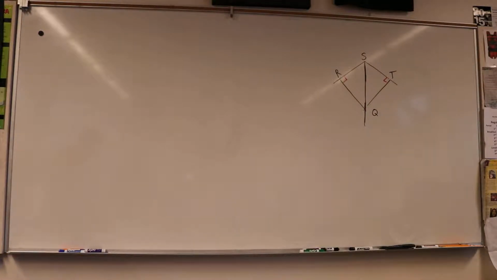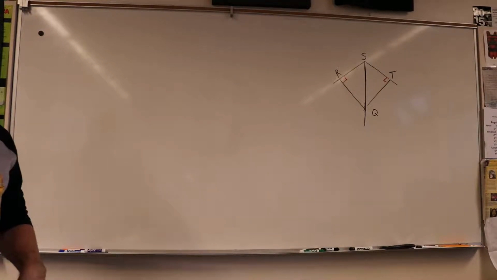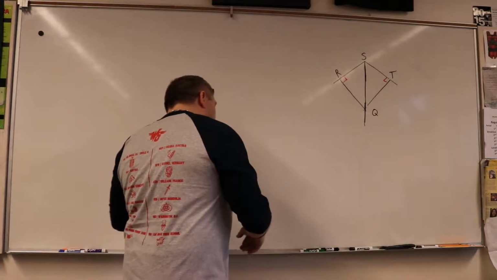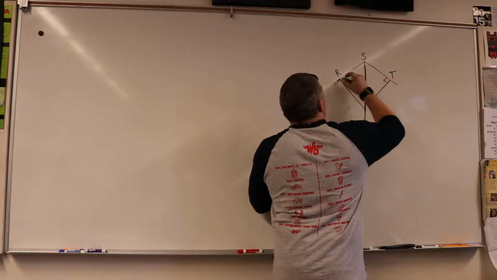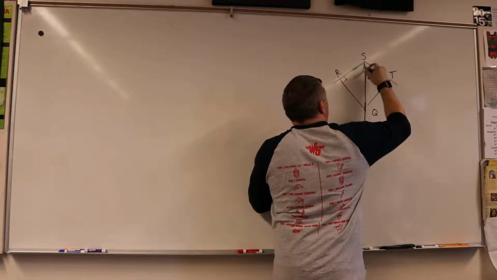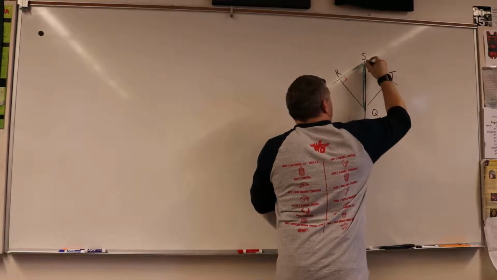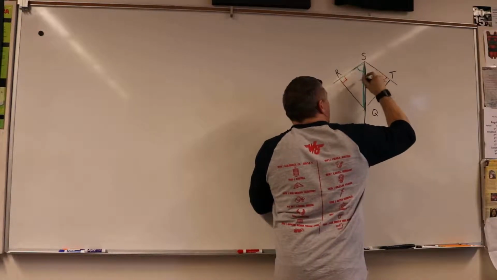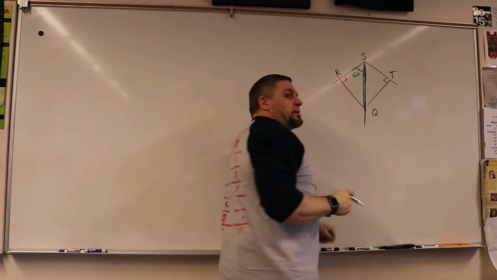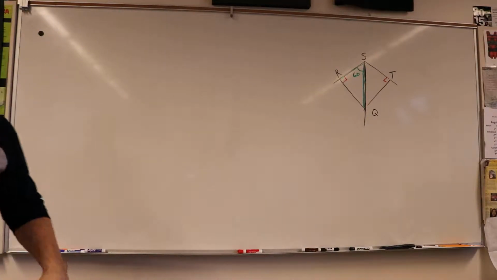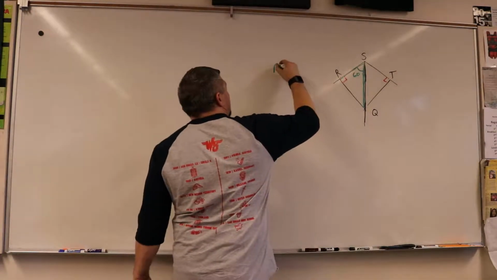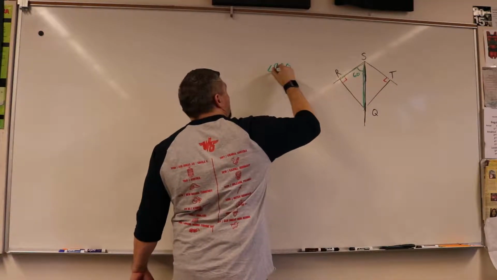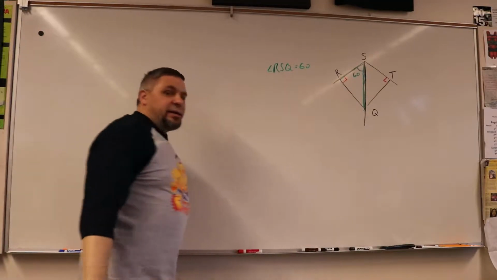Sorry. Okay. Given that RSQ is 60 degrees, so I need to label RSQ. So I'm going to look at it and go, okay, RSQ. So that means this angle right here is 60 degrees. Okay? So RSQ is 60. Alright, next.